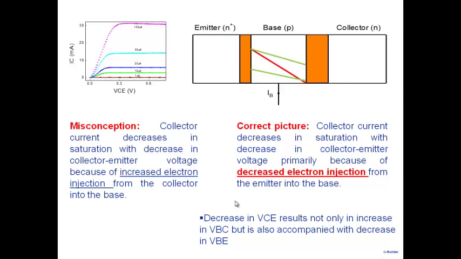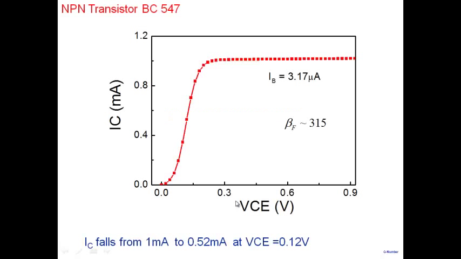Okay, so let me show you now some experimental results. This is a common NPN transistor, BC547. We got the TAs for the course to measure this particular transistor. This is the typical characteristics that we are talking about: output characteristics, IC versus VCE. We have biased it at a fixed current of 3.17 microamperes, and it gives us a collector current of 1 milliampere. Then as you reduce the collector emitter voltage, you can see the collector current starts falling and eventually goes to zero. So this is what we were discussing.